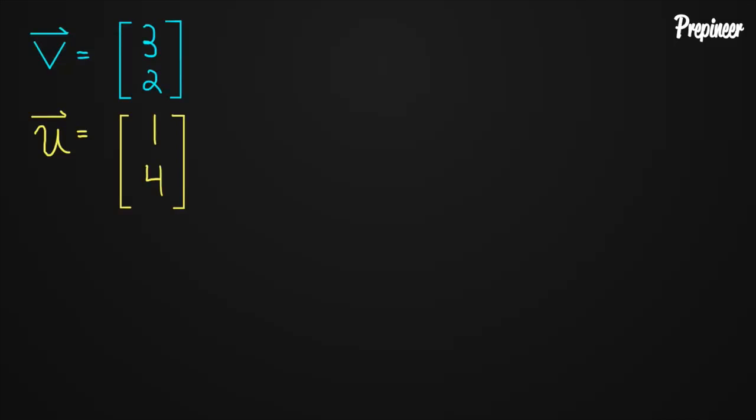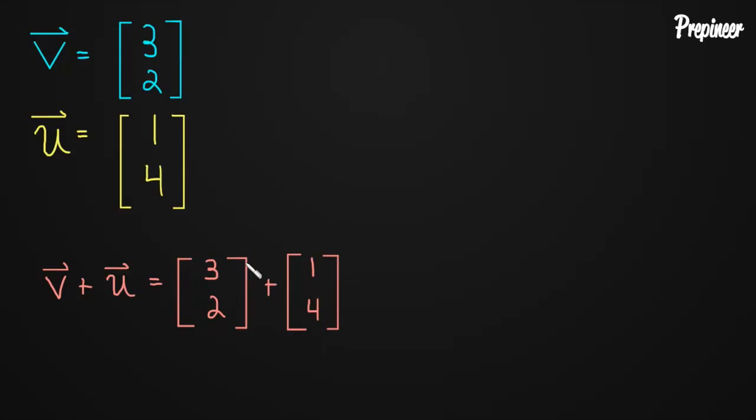Now that we have the basics of vectors down, we should start asking things like, what can we do with vectors? Can we add vectors, for example? And the answer is yes, we can add vectors. And let's see how we would do that. So v plus u is simply going to be, we're going to take the two vectors and add them.